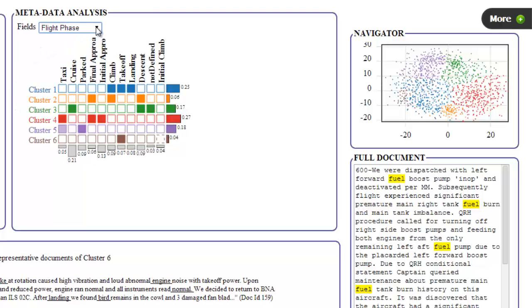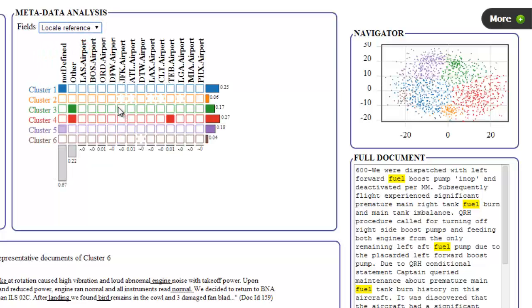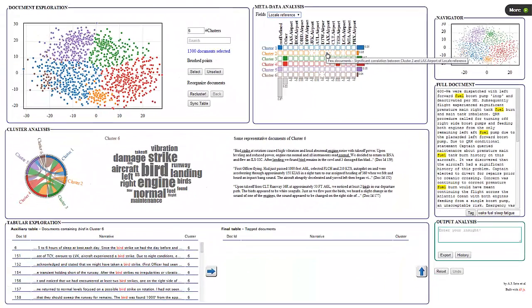Let's take a look at the airports where these incidents happen. Although for anonymity reasons most documents don't contain the airport in the metadata, it looks that busy airports such as JFK, LAX, and Atlanta seem to be prone to wake turbulence encounters.